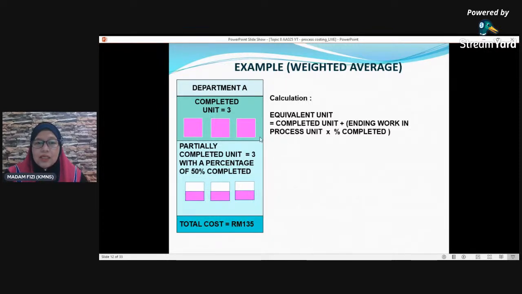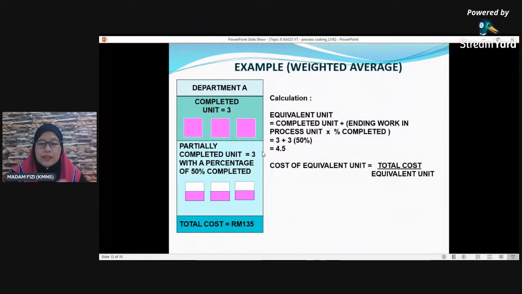So dalam kes ni, kita ada completed unit sama dengan 3 and ending work in process, that is the partially complete, is 3 unit juga. And the percentage of the completed is 50%. Okay, so awak selesaikan matematik ni. Awak dapat 4.5. So 4.5 is the equivalent unit. That is the first formula for today.